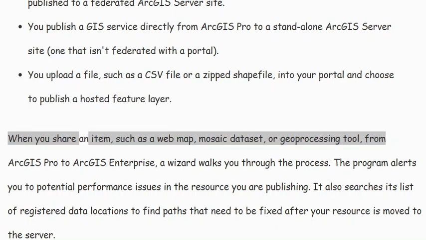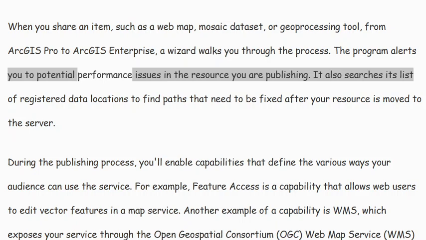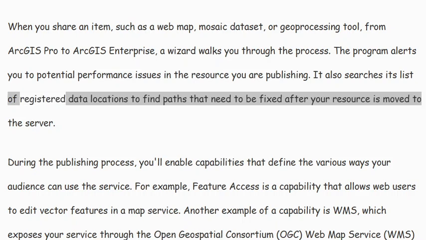When you share an item, such as a web map, mosaic dataset, or geoprocessing tool, from ArcGIS Pro to ArcGIS Enterprise, a wizard walks you through the process. The program alerts you to potential performance issues in the resource you are publishing. It also searches its list of registered data locations to find paths that need to be fixed after your resource is moved to the server.